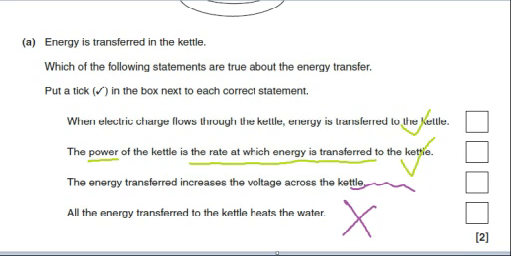it again, the energy transferred increases the voltage across the kettle. Well, this would mean, as my kettle is on, the voltage of the kettle gets higher. Now, when my kettle's plugged into the socket, it doesn't usually trip out the rest of the house, so I don't think it does get any higher. So I'm going to put that as a big cross with the other 2. This leaves me then to answer my boxes as tick, tick, and then leave the other 2 blank.